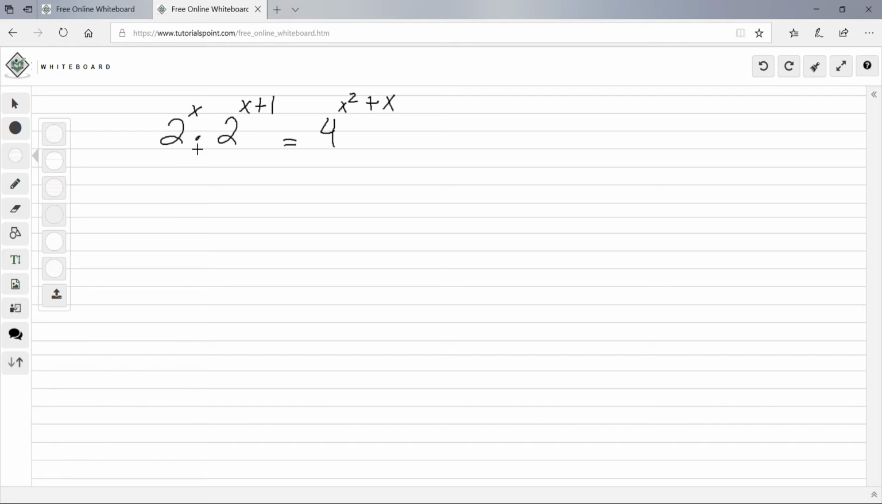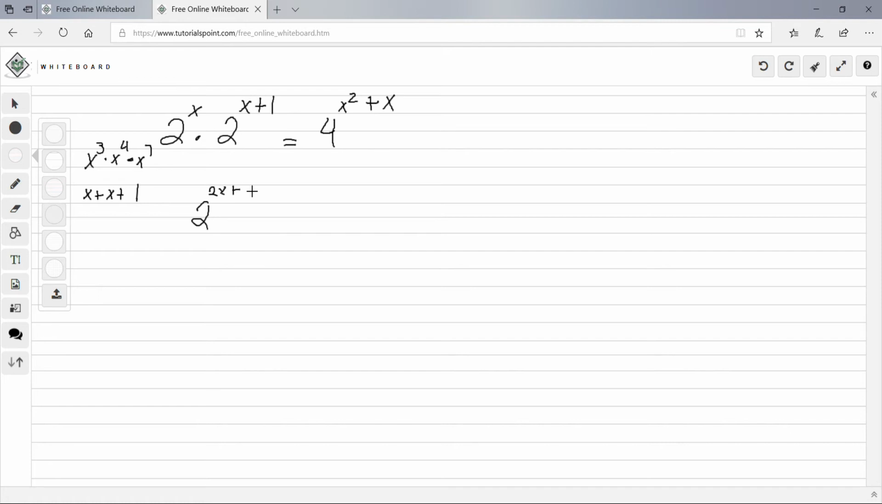Let's simplify the left. This is 2 to the x times 2 to the x plus 1. So this is a power rule. Remember the power rule: when you're multiplying with the same base, x cubed times x to the 4th is going to be x to the 7th. So when you're multiplying exponents with the same base, you're really adding. We do the same rule here. So this is going to be 2 to the, we've got to add these powers, so x plus x plus 1, that's 2x plus 1, right?